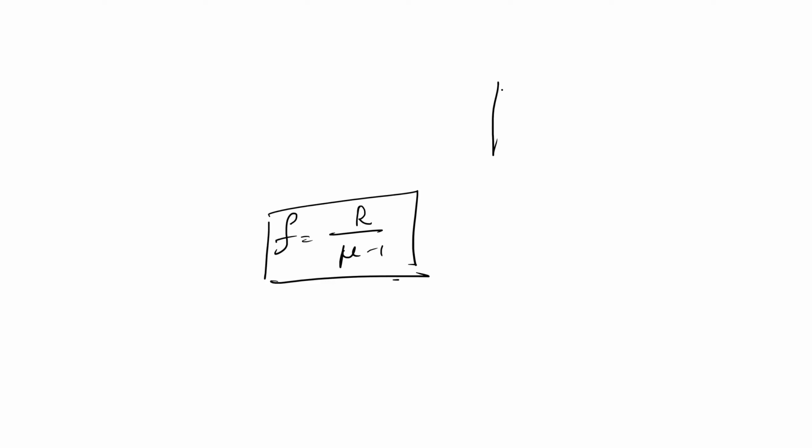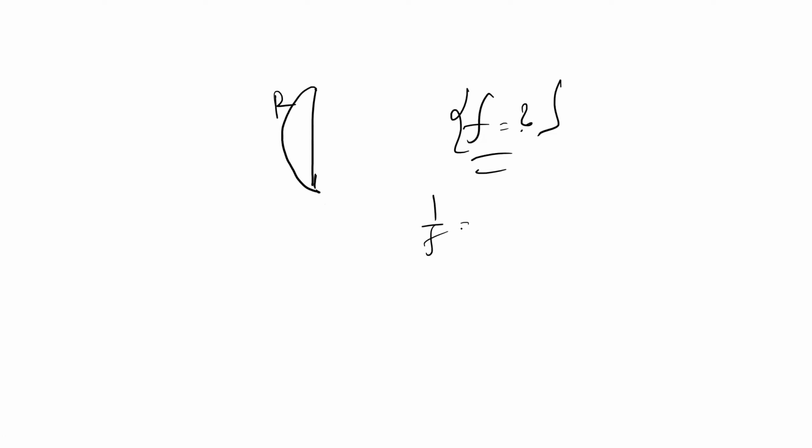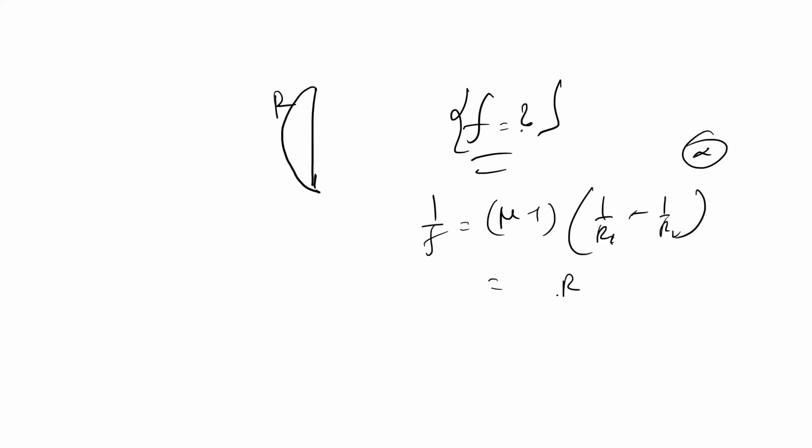If you go through it, 1 by f is equal to mu minus 1 into 1 by r1 minus 1 by r2. Where is Nivas? Just ask him to reply to me, Drupada. So 1 by r1 minus 1 by r2, where r2 is infinite. 1 by r1, if you take r, that means r by mu minus 1 will be the focal length. So, okay.